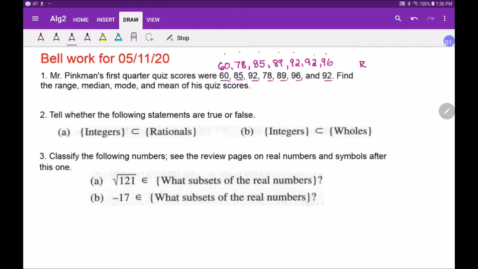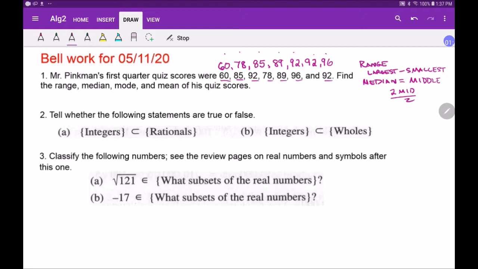So the range, we find the range by taking the largest and subtracting the smallest. The median, if there's an odd number, it's the one right in the middle. If it's an even number, then I take the 2 middle and I divide by 2. If there were 8, for instance, instead of 7, I'd take the middle 2, 4 and 5, add them together, and divide by 2.